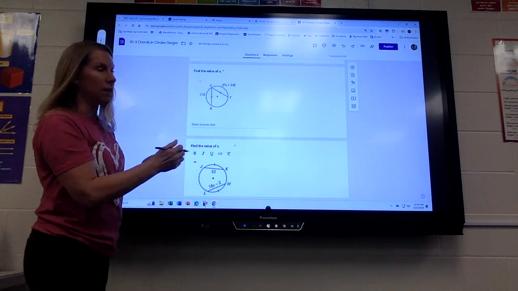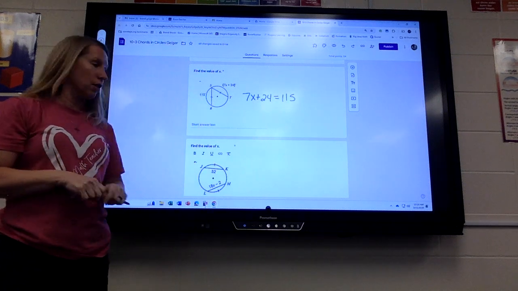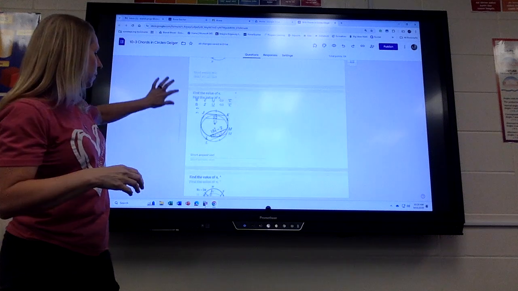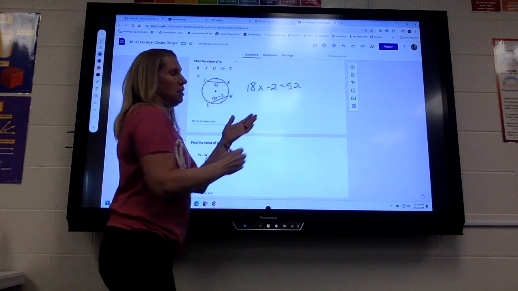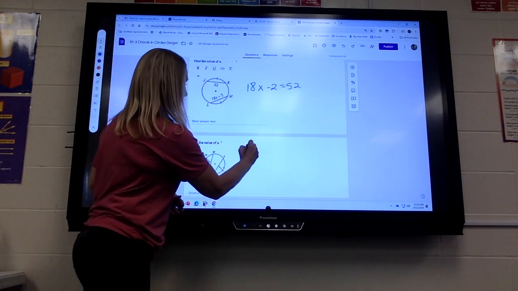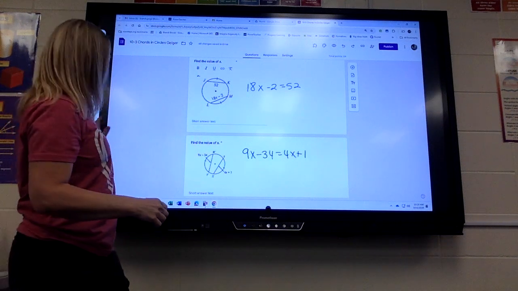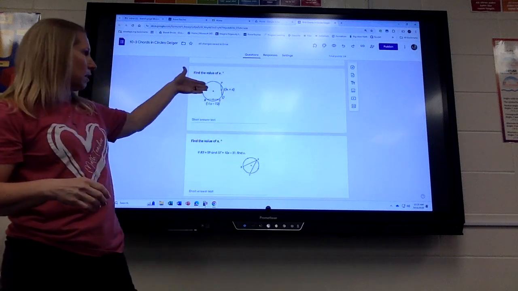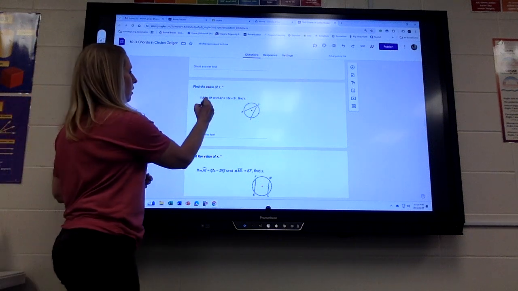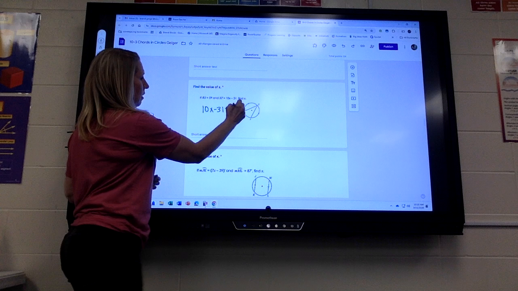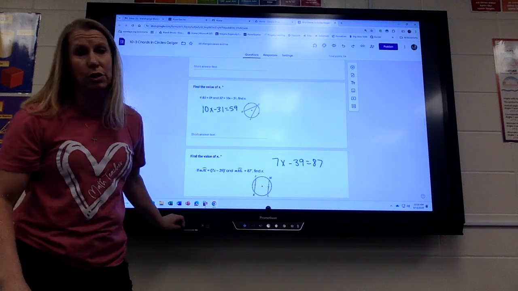This one, the two chords are equal, so that means the arcs are equal. So just put them equal to each other and solve for x. Same with the next one, just put them equal to each other. Solve for x. Same with this one, put them equal to each other and solve for x. They're all mostly equal to each other.